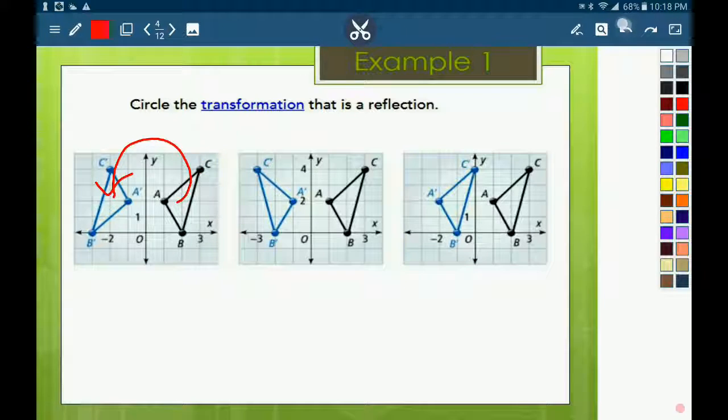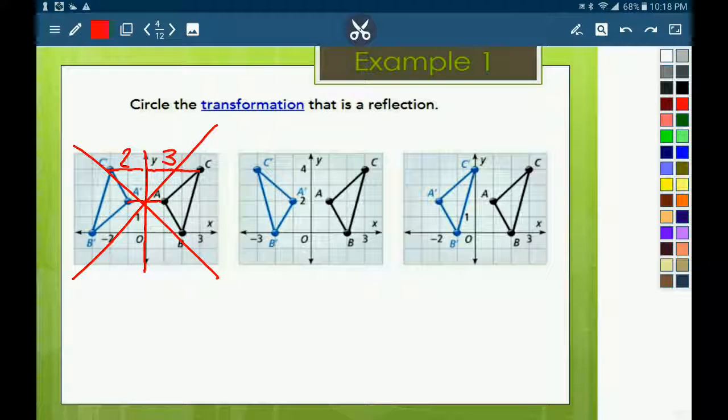Also, if I tried to reflect the black triangle, A sits on A prime because it's 1 unit away. But then C is 1, 2, 3 units away from the y-axis, which is the line of reflection. But then C prime is only 2 units from the y-axis. They need to have equal distances in order for it to be a mirror image. So this one is not a reflection.